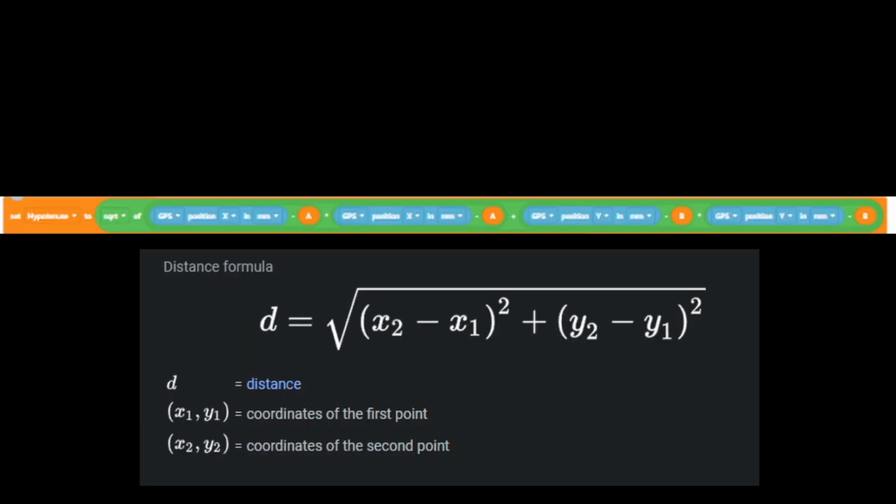Pusher front grabs an A and B value from a 2D list in the once-started event, which acts as the XY coordinates for the target of the robot. By using the distance formula, with the 2 points being the GPS position of the robot and your target, we can calculate the distance from the robot to the target, which is stored in a hypotenuse variable.